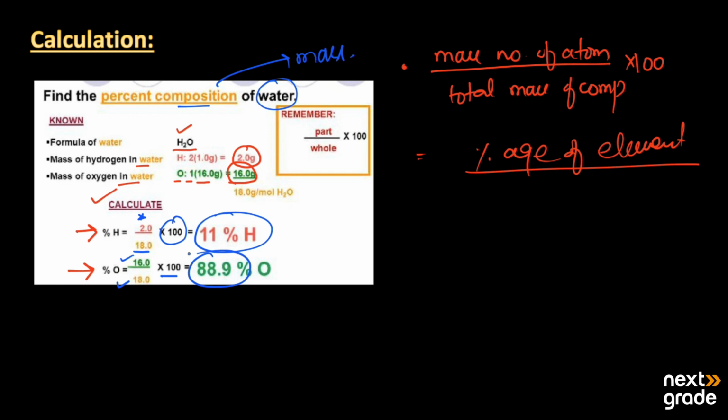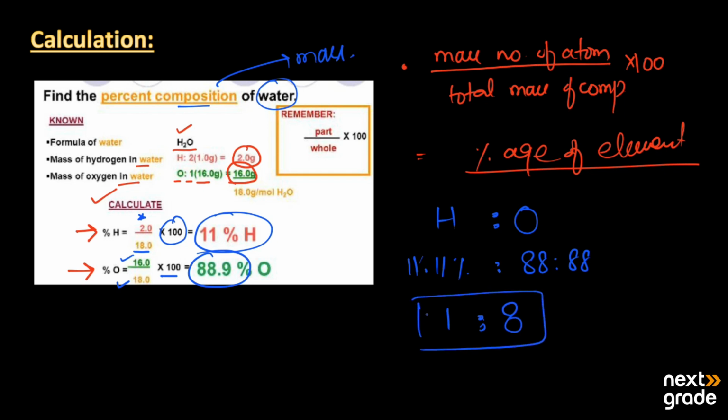Now how can we get the ratio between hydrogen and oxygen? Hydrogen is almost 11.11% and oxygen is 88.88%. So the ratio we get is 1:8. Hydrogen is present by 1 part and oxygen by 8 parts in the water molecule. So this is the percentage composition of water by mass.